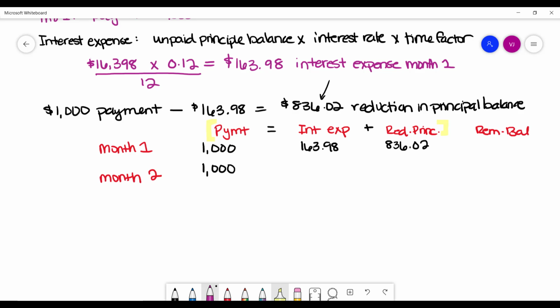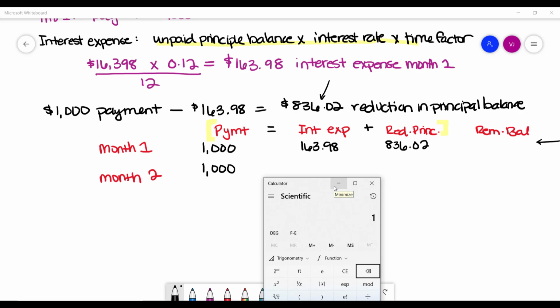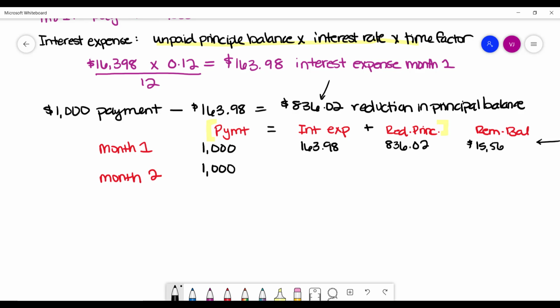So remember, interest expense is your unpaid principal balance times the interest rate, right? So how much is still unpaid going into month 2? Well, let's first find the remaining balance left on the note after month 1. So what's the total amount that we owe? That's $16,398. How much did we get to pay off in month 1? $836.02. So the balance that we have left over here is $15,561.98 that we still owe on this note.